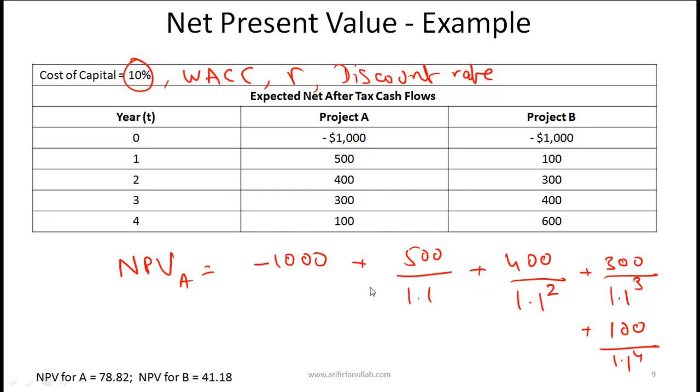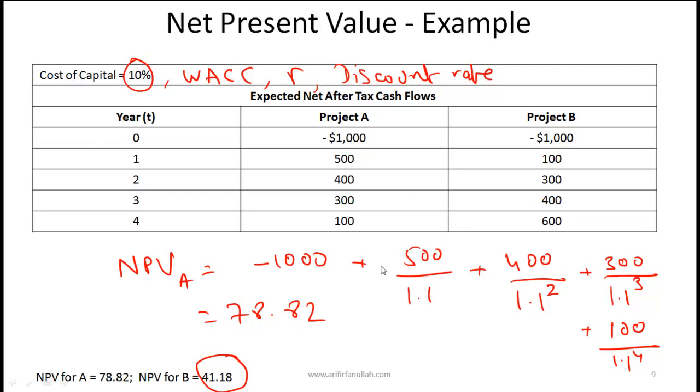If you do this, you should get NPV equal to 78.82. So based on the NPV rule, you would accept this project because the NPV is positive. For project B, you use a similar analysis, using the numbers given here, and if you do this calculation, you should get an NPV of 41.18.